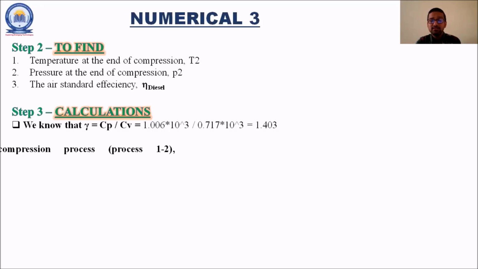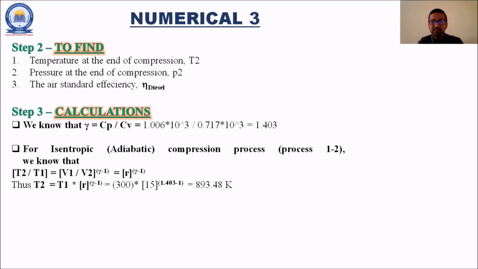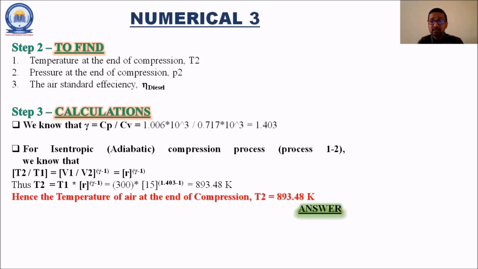So now considering the first process, that is the isentropic compression process, process 1 to 2, we know that T2 by T1 is equal to V1 by V2 raised to gamma minus 1. The relation between temperature and volume, and we know V1 by V2, that is r. So substituting these values, I am getting the answer of T2, that is 893.48 Kelvin. So this is the first parameter I was asked to calculate, hence the temperature at the end of compression, that is T2 is equal to 893.48 Kelvin. So that is the first answer I have calculated.